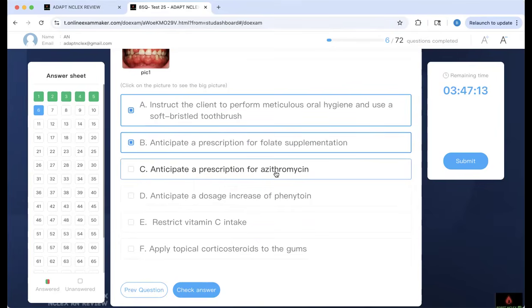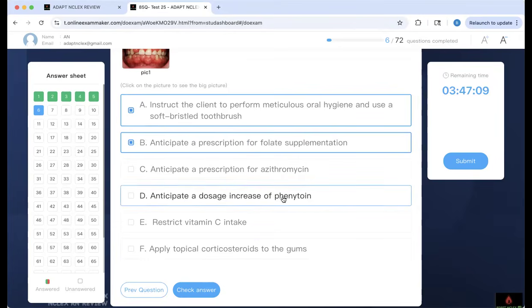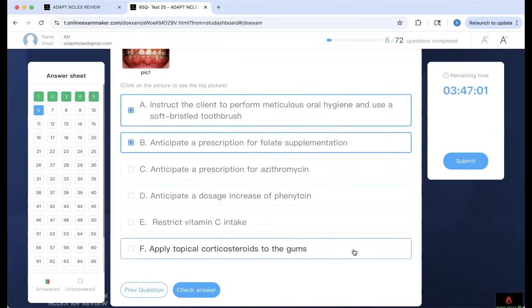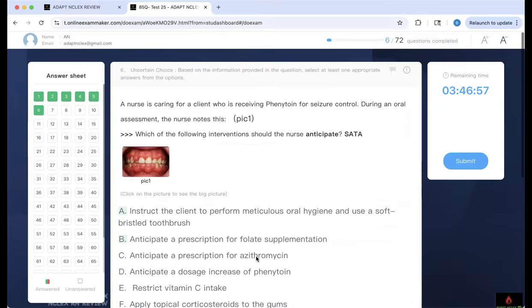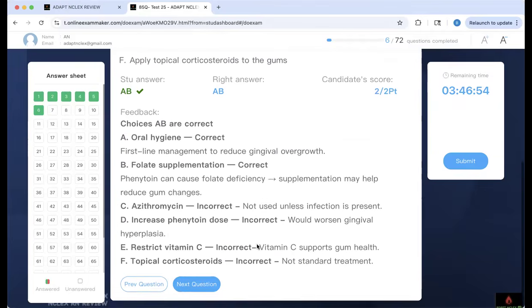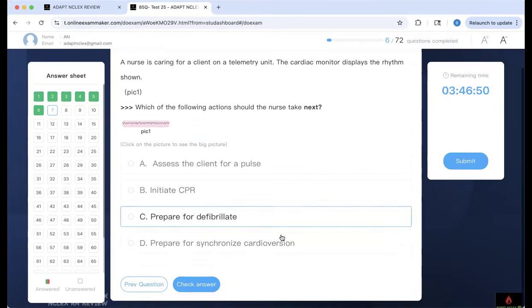You should anticipate the dose to do what? Decrease, not increase. We're not going to increase phenytoin because a high level of phenytoin is what is responsible for gingival hyperplasia. Vitamin C is very good for this condition, and steroid is not indicated. Only 2 answers. Over-select, you get it wrong. But know the concept, pay attention to the concept, and next time when you see it, you master it.